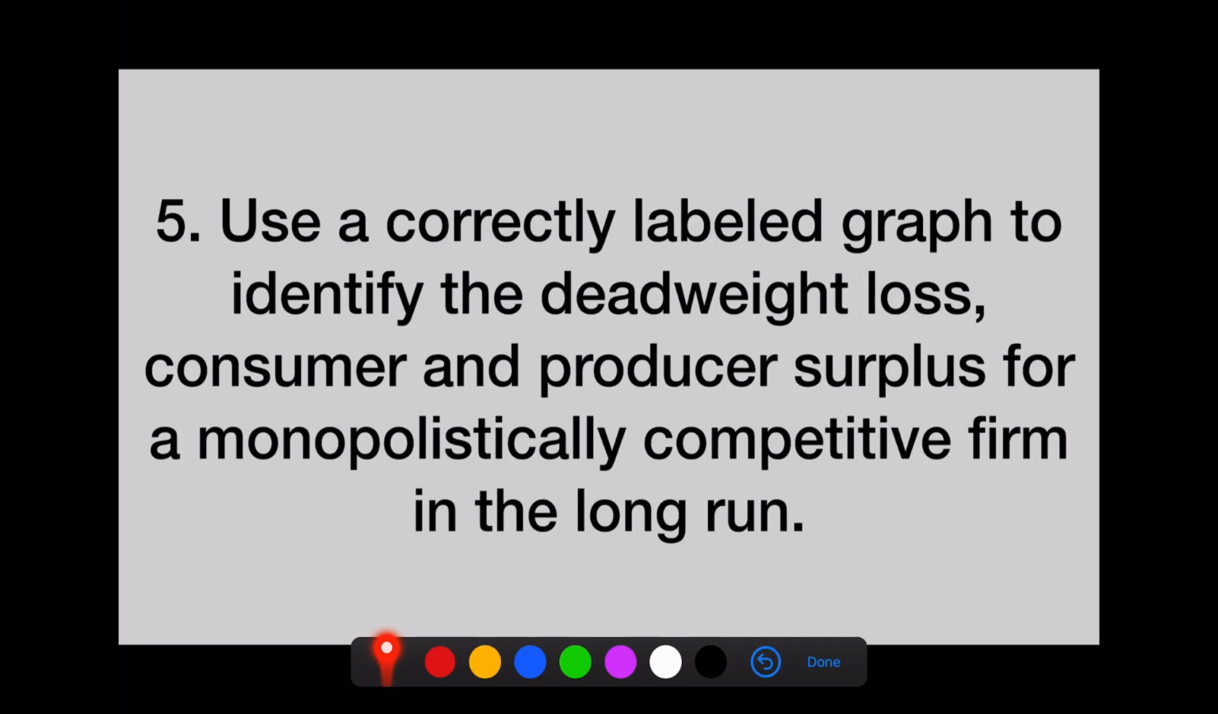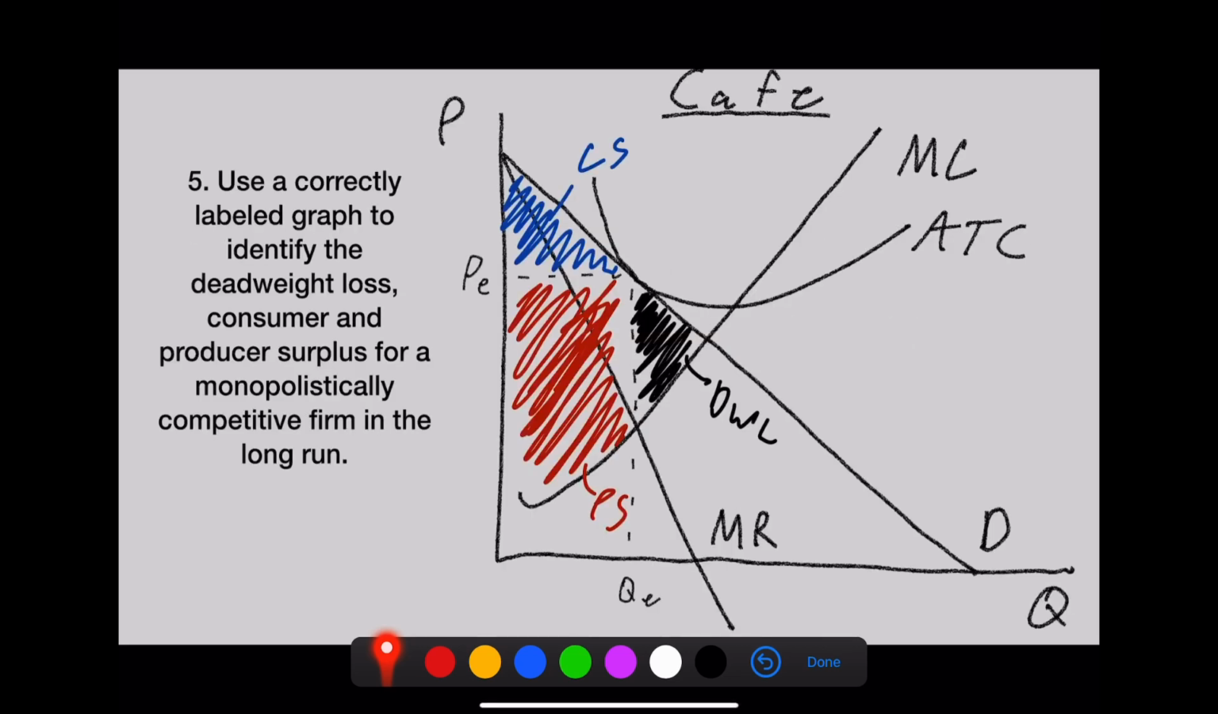Okay, let's do it. So, real quick, long run, monopolistic competition. Maybe it's a cafe, right? They can only earn normal profit. That means you want to do your ATC here tangent to the price at the profit maximizing quantity, which is of course at MR equals MC up until you hit the demand curve.